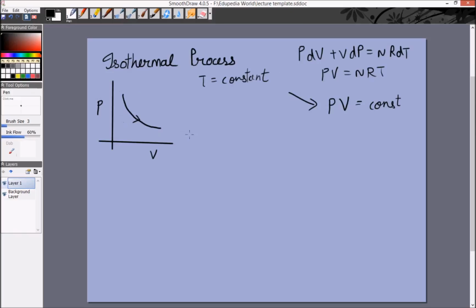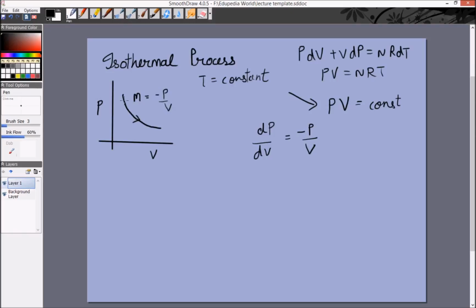So this is the PV curve, which says that PdV plus VdP is equal to 0 in this case, because dT is 0. So that gives me dP by dV is equal to minus P by V. So that is the slope of this curve. That will be important when we compare it to other curves. So the slope of this curve at any point is minus P by V.